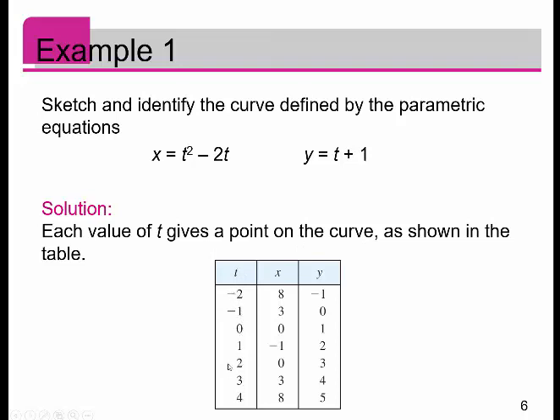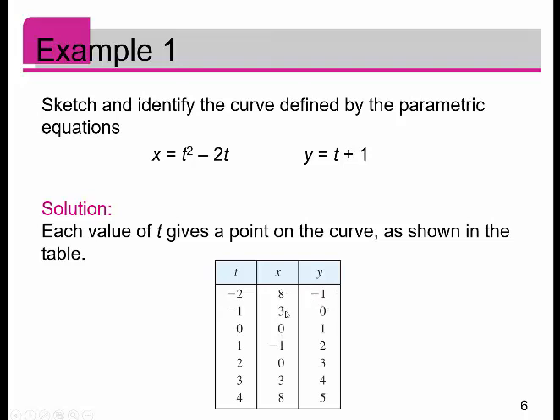I pick simple integers here, and I plug t into the equations up here to get x and y. For example, take t equal to -2 and plug it in. -2 squared is 4, minus 2 times -2 becomes +4. 4 plus 4 gets me 8. To get the y value, -2 plus 1 gets me -1. So my point on the curve would be x equals 8, y equals -1.